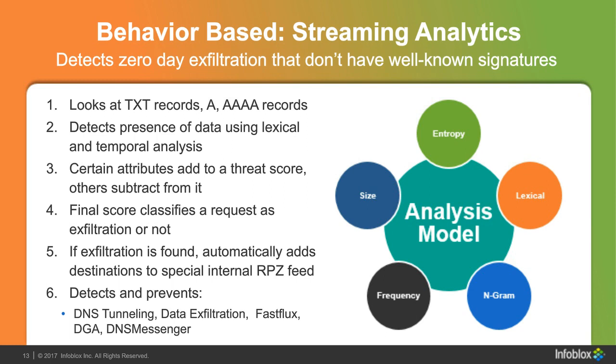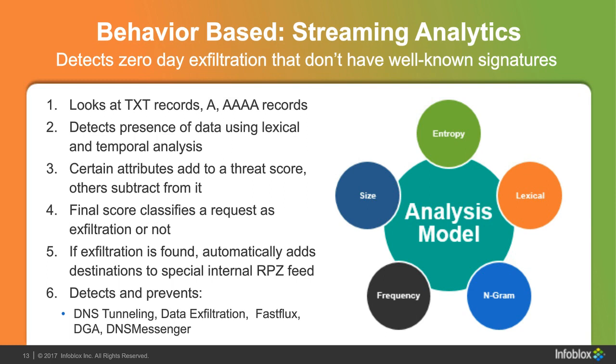How often is that query going out to the same destination? Does it look like it contains information, right? And there's a threat score that is kept as these queries are going out. Once the threat score goes beyond a certain threshold, the algorithm flips the switch and says, okay, now I'm confident that these queries going out to this destination are part of a data exfiltration attempt.